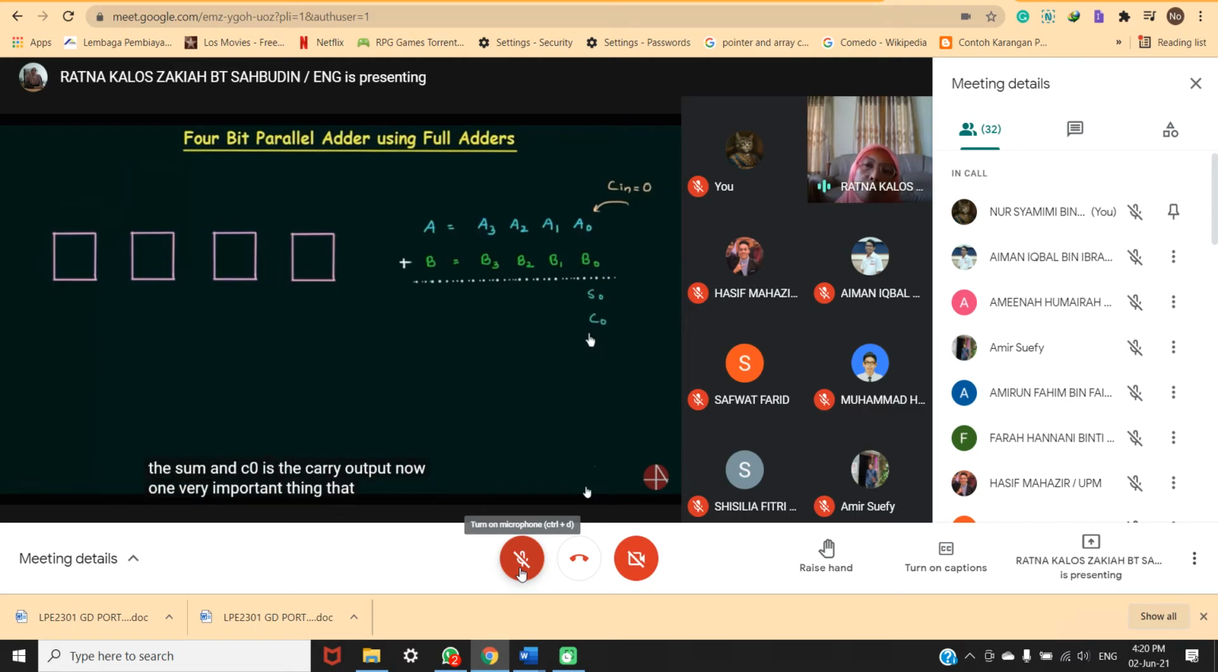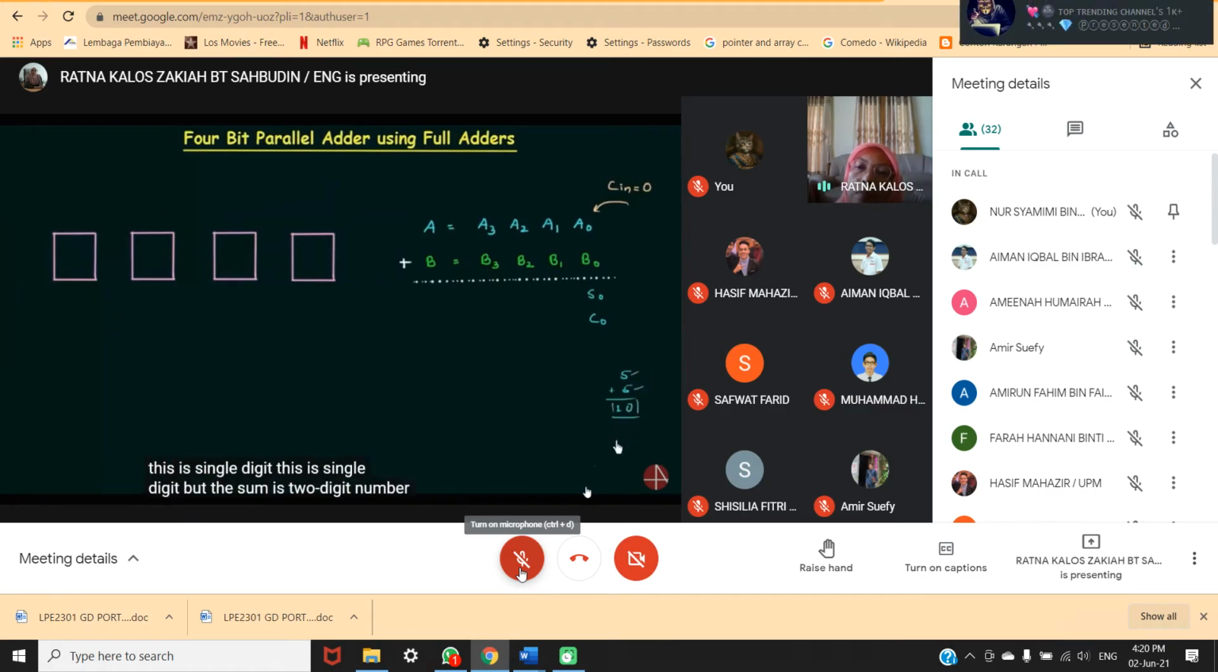Now one very important thing that you must keep in your mind. When you add 5 with 5, these are 2 single digit numbers, but the sum is 1, 0. This is single digit, this is single digit, but the sum is a 2 digit number. In the same way, when you add 2 4-bit numbers, then the sum may be equal to 4-bit or it may be 5-bit. So in this case also, when you add A, B, the sum may be equal to 4 bit or it may be equal to 5 bit.